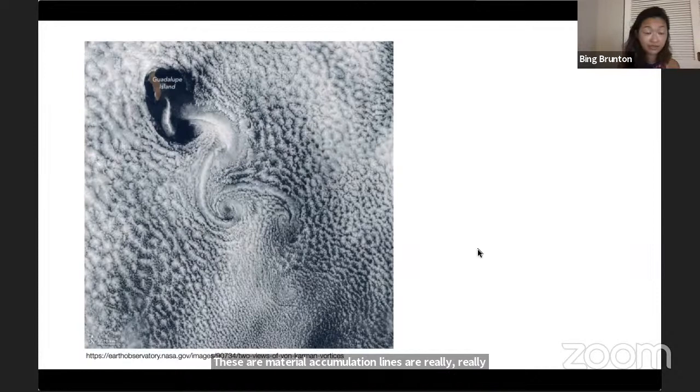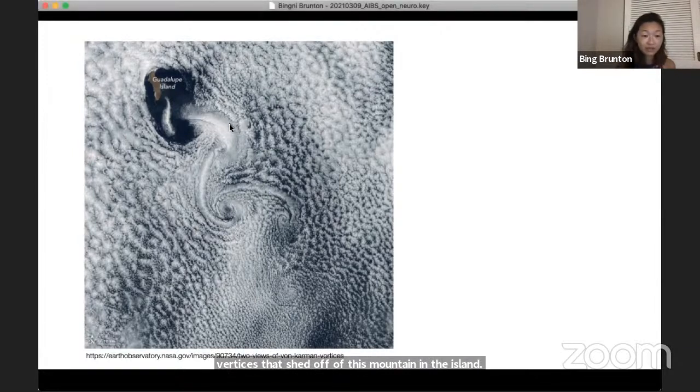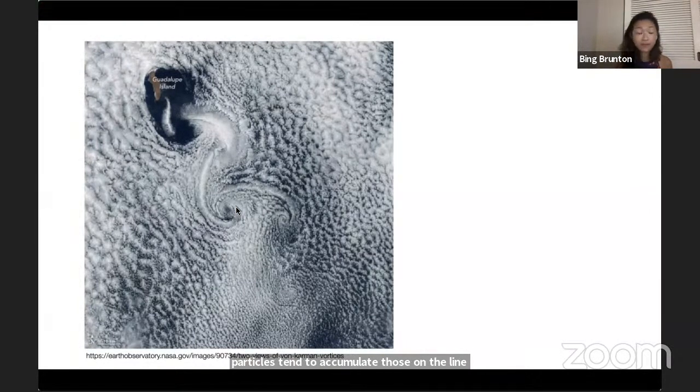So here's satellite imagery of clouds moving past a particular island. Here the wind is going from the top left towards the bottom right, and you'll see the very canonical, beautiful von Karman vortices that shed off of this mountain on the island. These swirls, these lines where the cloud particles tend to accumulate, are the lines that we're after. These are material accumulation lines.